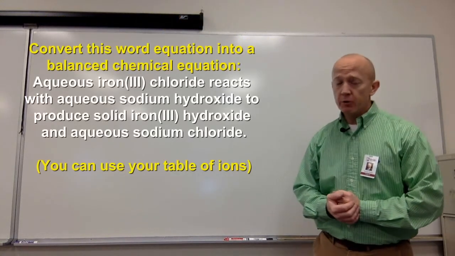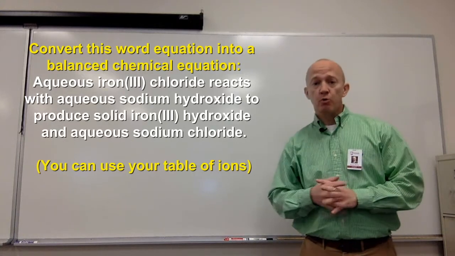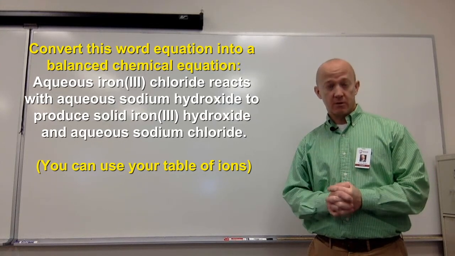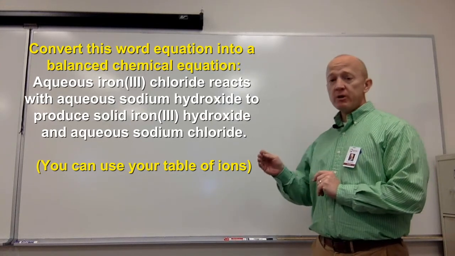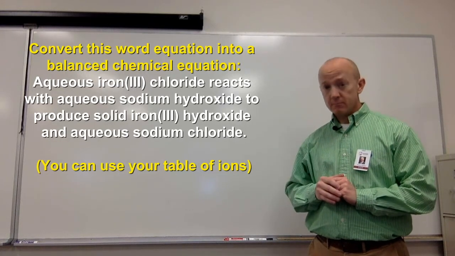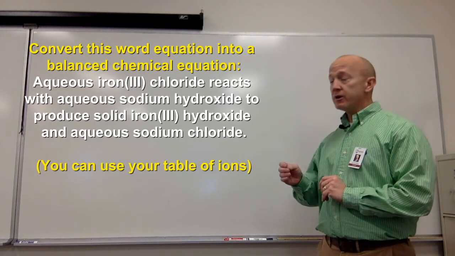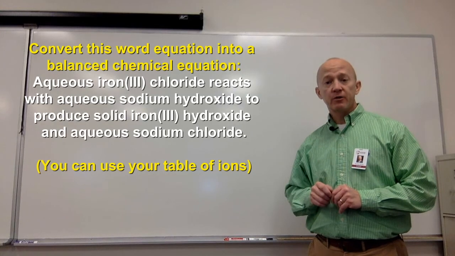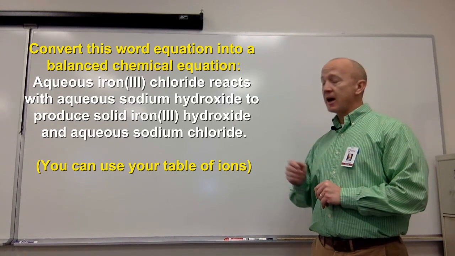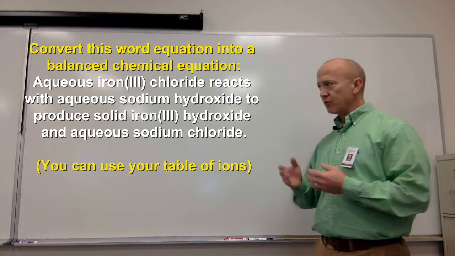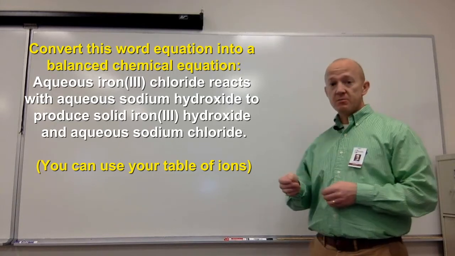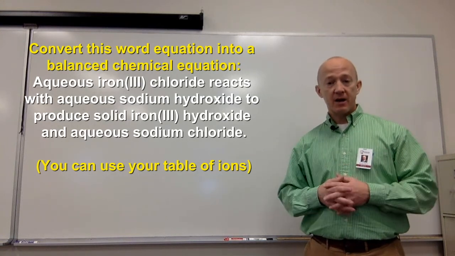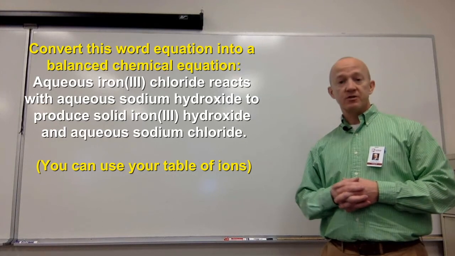Okay, I've got an assignment for you. I want you to take this word equation and convert it to a balanced chemical equation. All right? So we have aqueous iron 3 chloride combining with aqueous sodium hydroxide, which produces solid iron 3 hydroxide and aqueous sodium chloride. Okay, so go through step by step, form your substances, make sure you have the reactants on the reactant side and the products on the product side, and then set about to balance your equation. You can submit your answers in the LMS.